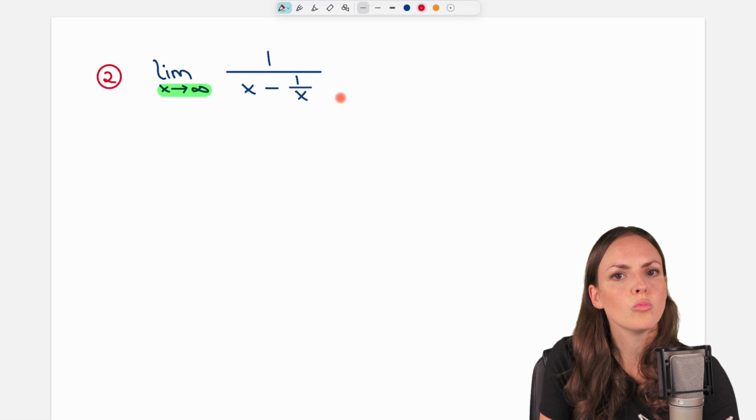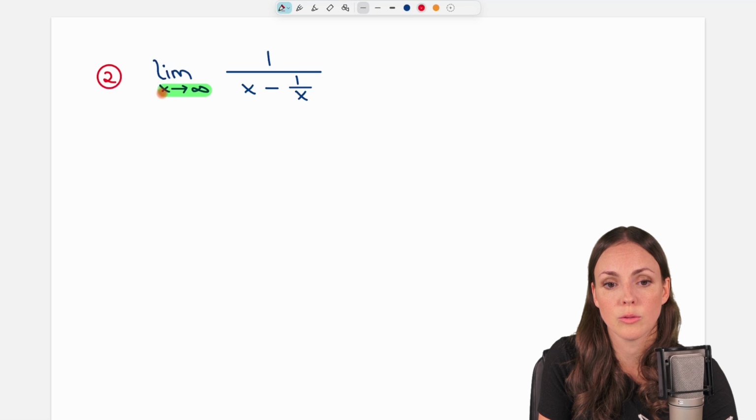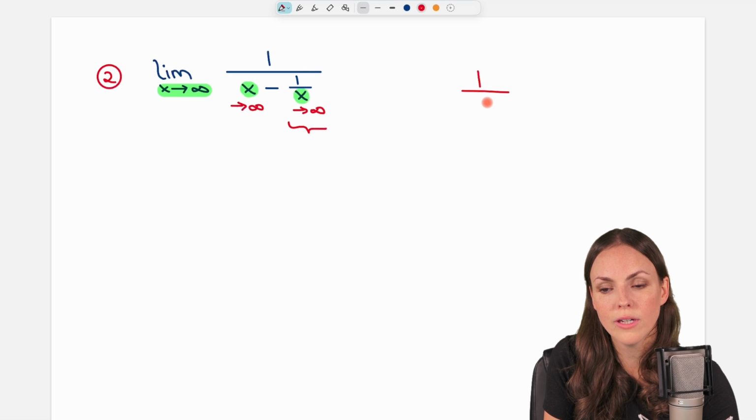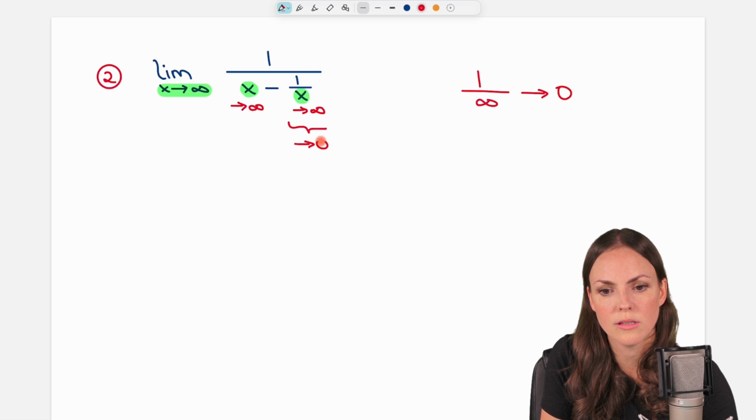So at the beginning, we just check what happens as x approaches infinity. We have an x down here which will approach infinity. Then we have a minus here, and here is another x, so this small x down here itself will approach infinity. But what does this mean for this fraction, where we have 1 over infinity? Well, we had this case before. This will approach 0 in total.